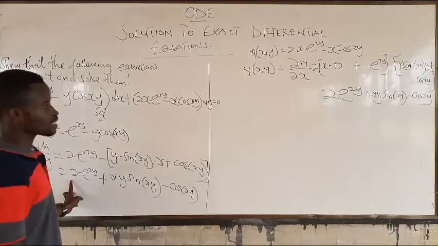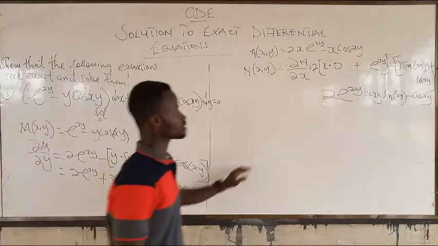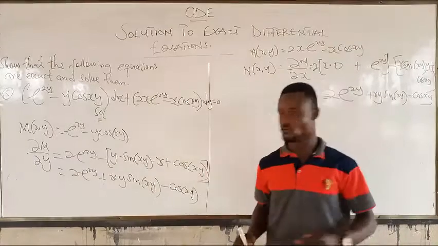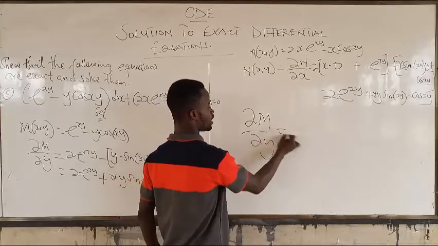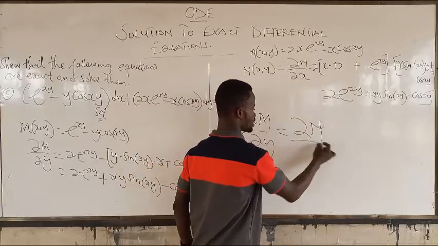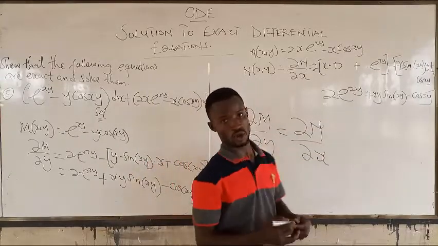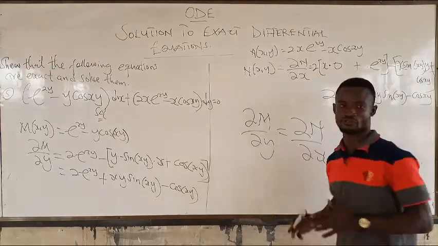Now, you can see that this is the same as this. Therefore, the partial derivative of M with respect to y is equal to the partial derivative of N with respect to x. So this is an exact differential equation.